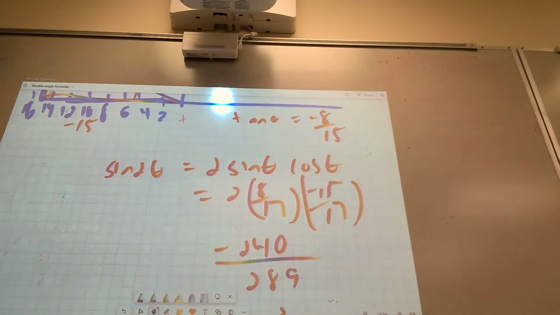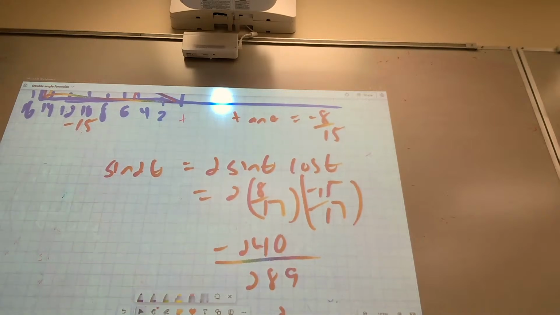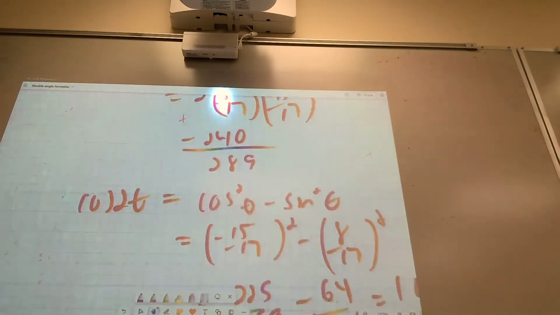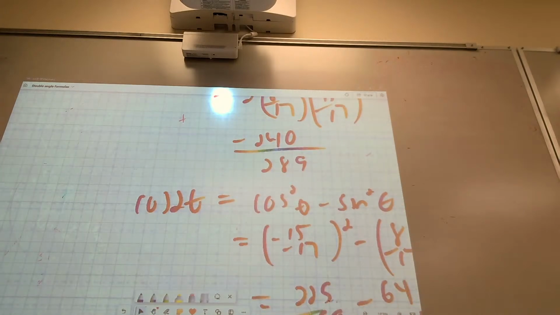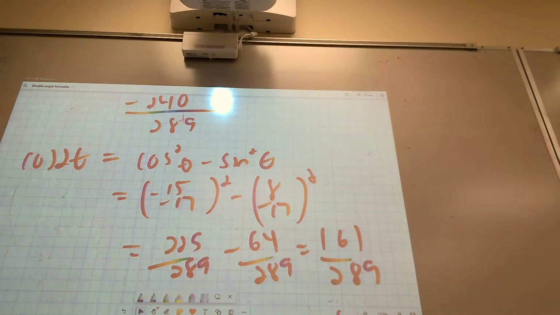Naomi, do you have cosine 2 theta? 151 over 289? 161. Yeah, it's 161. You have 15 squared is 225. 8 squared is 64. You have 225 minus 64. Did you get that detail?